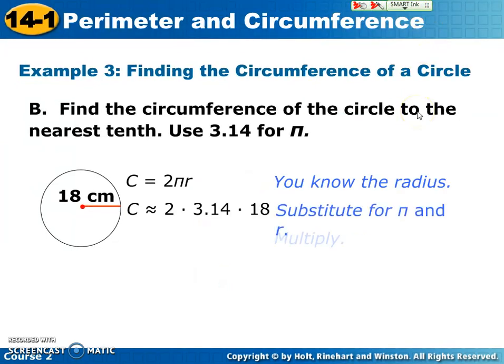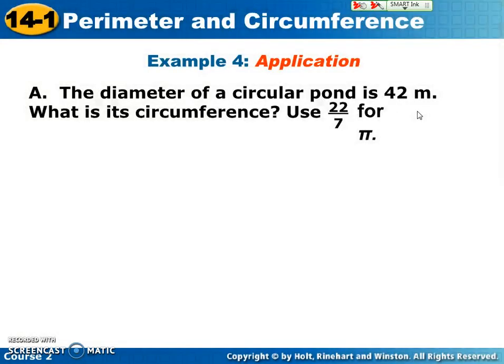All right, last example here is a word problem. It says the diameter of a circular pond is 42 meters. What is its circumference? Now, though, we'll take a look. It says use 22/7 for pi. So now we're not using 3.14. We're going to use 22/7 for that. We know the diameter, so we're going to use the formula that has the diameter in it. So C equals pi times D. Before we go, let's go ahead and label what we know so that we know the diameter is 42 meters. And then let's go use our formula.